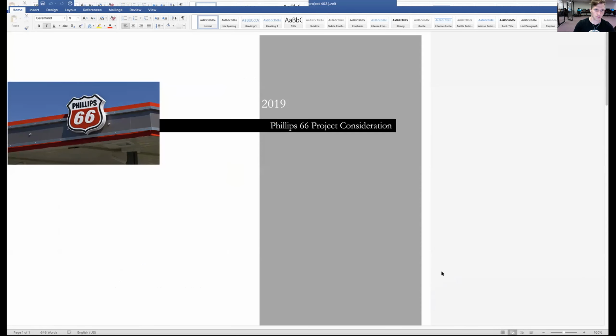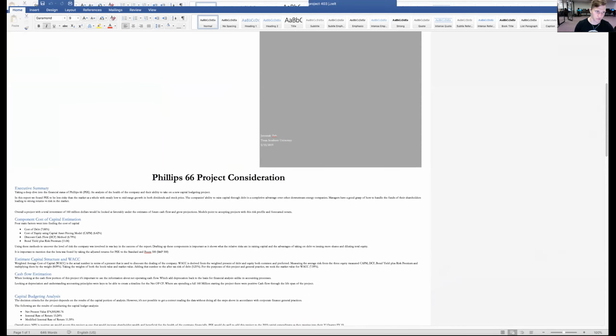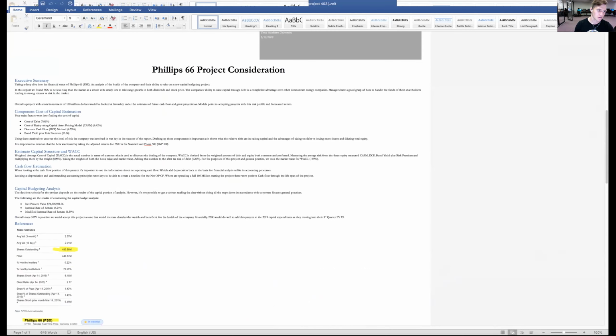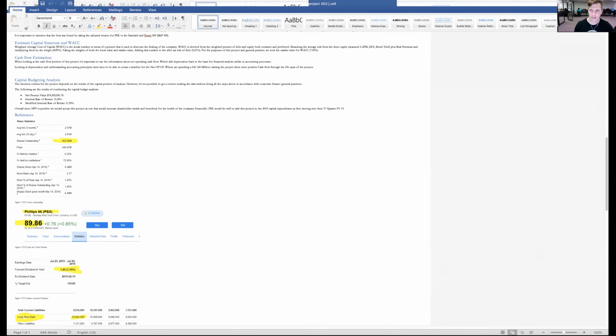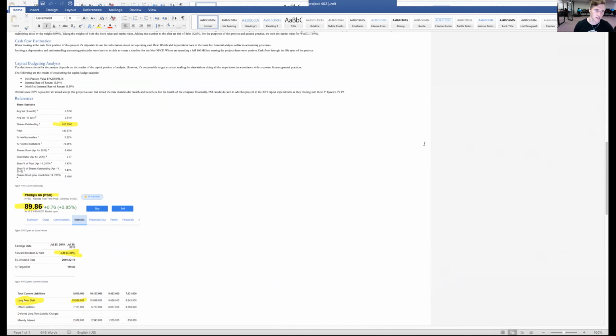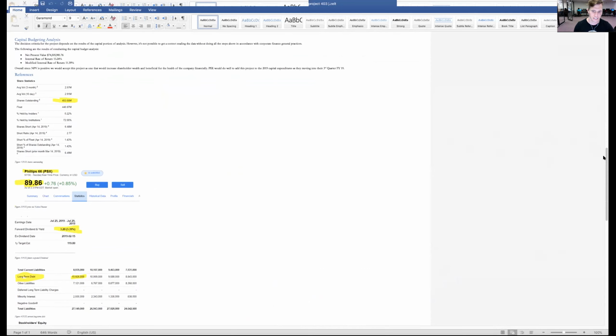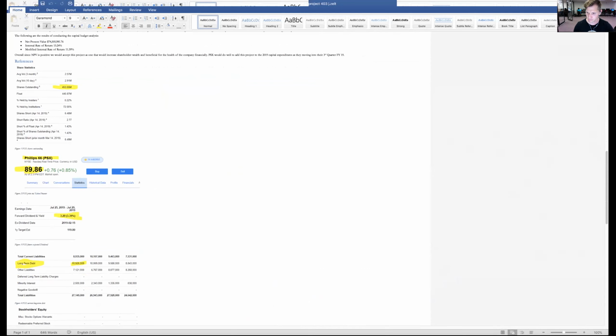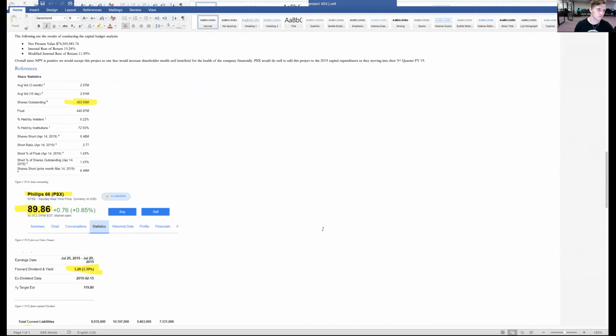So I wanted to go over the information because I wanted to talk about where I got this stuff, the company I'm choosing, which is Phillips 66. The information is all gathered from the internet and external sources and then put into our project details.